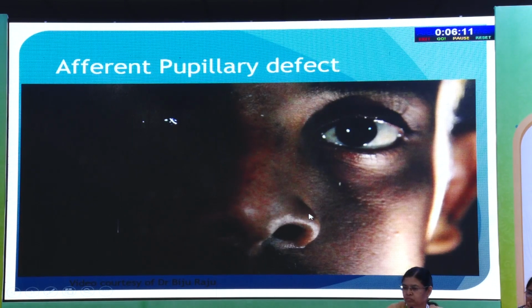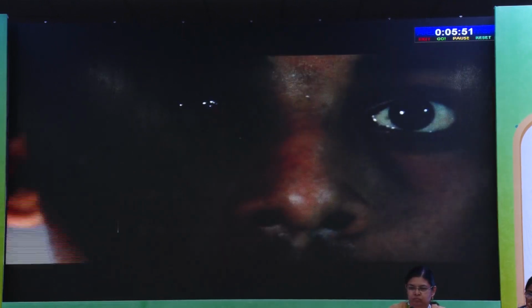Anyway, here after the trauma, you can see the subconjunctival hemorrhage in the right eye. And just to illustrate the relative afferent pupillary defect, you can see the dilatation of the right eye. Okay. Next.